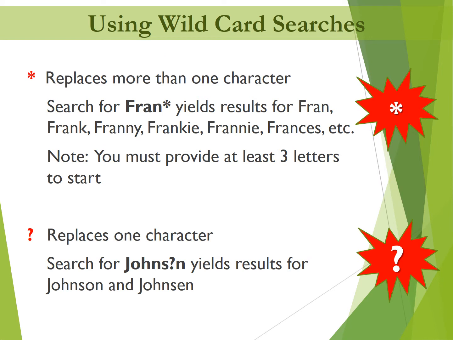Ancestry products also allow the use of wildcards in our searches to bypass problematic spelling of names. The asterisk replaces more than one character. For example, Fran with an asterisk yields results for Fran, Frank, Franny, Frankie, Francis, etc. And you must provide at least 3 letters to start.